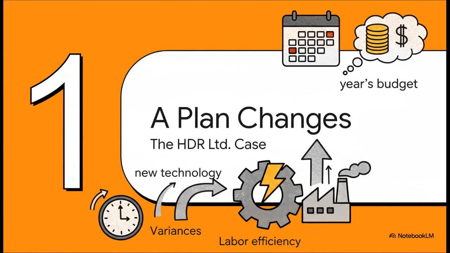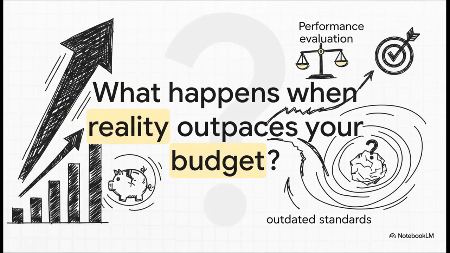All right, let's jump right in with a classic case study, HDR Ltd. So picture this. They've got their budget all set for the year, everything's planned out, and then bam, a new technology drops and it completely changes their labor efficiency. And right there, you've got a massive problem, right? If your original budget is now obsolete, how can you possibly judge your team's performance fairly? You just can't hold them to a standard that's completely outdated. It's not just unfair, it's just plain bad management.